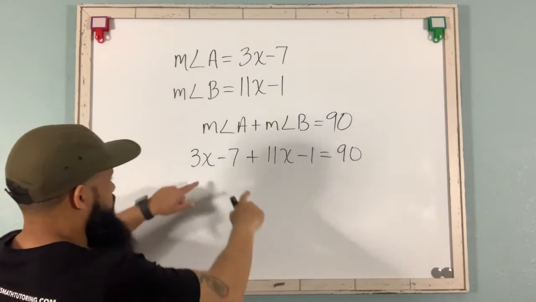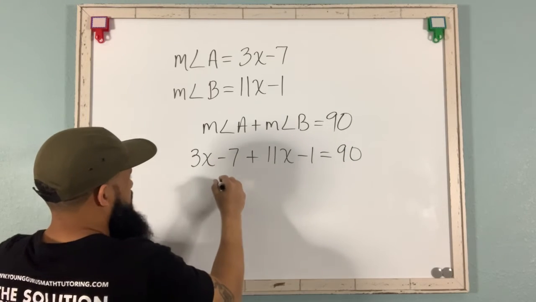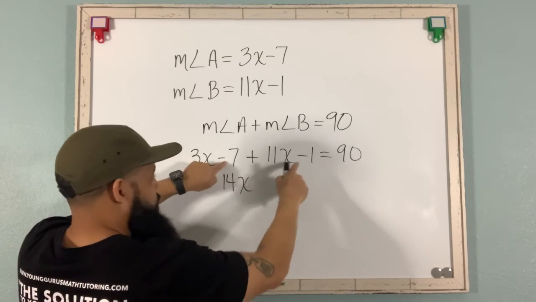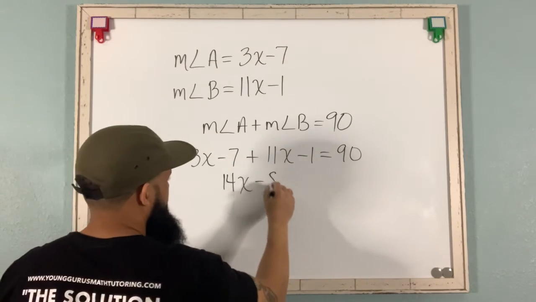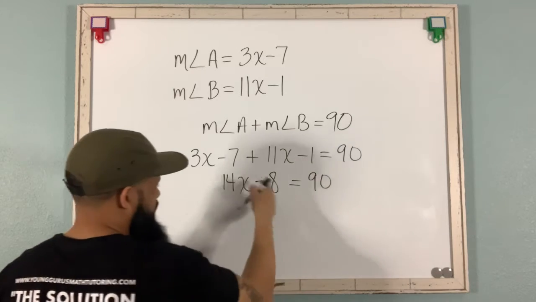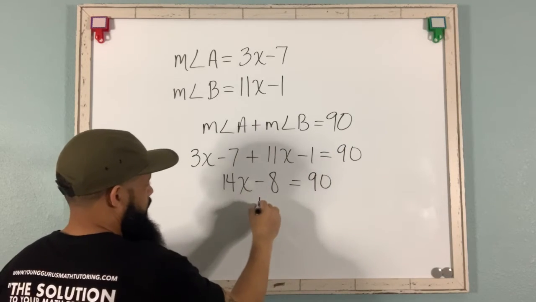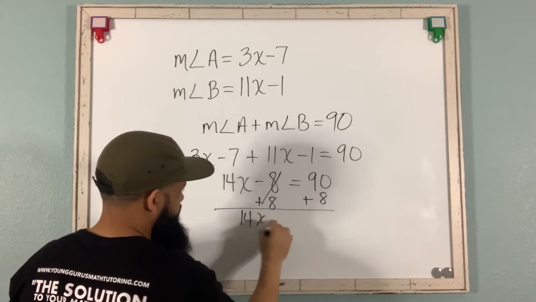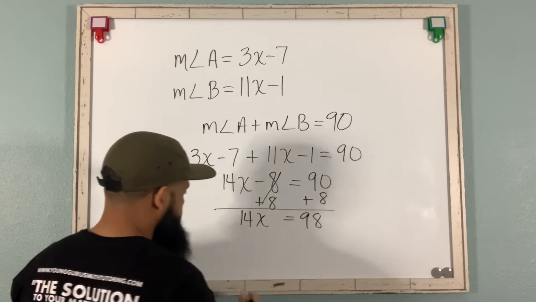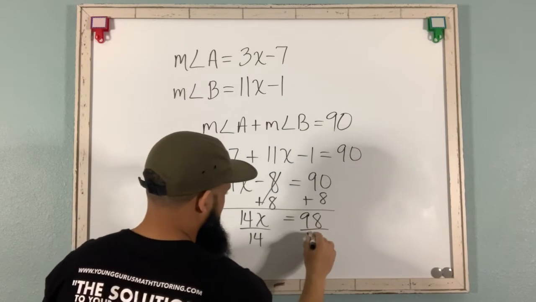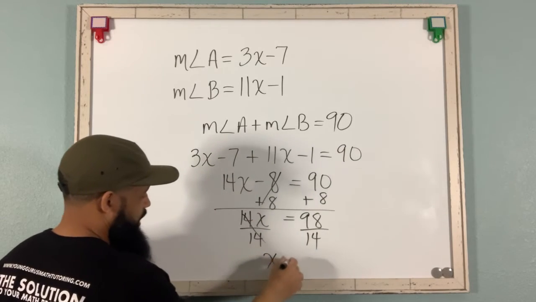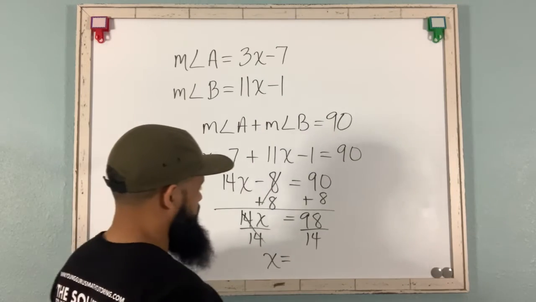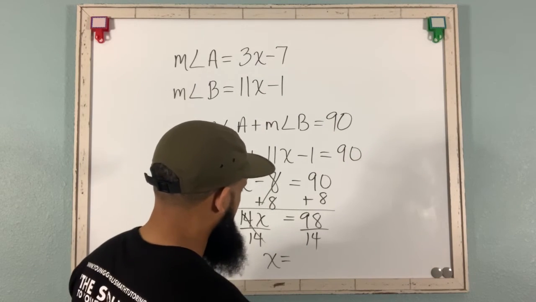I want to combine like terms. 3x plus 11x is 14x. Negative 7 minus 1, or negative 7 plus negative 1, is negative 8, and that equals 90. I want to solve for x, so I need to get that. Add 8 here, add 8 there, cancel. 14x equals 98. Divide by 14, divide by 14. That's going to give me x is equal to, let's see, what is x? 14, 28. So 28, 56.